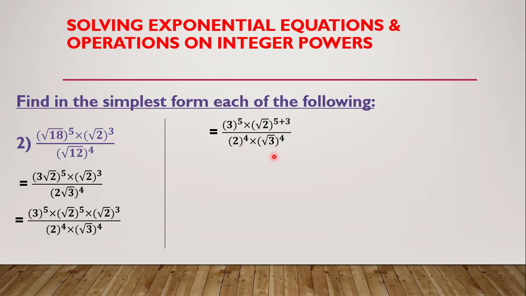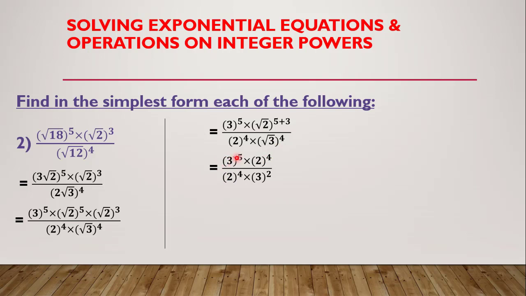power 4. If you have root 3 power 4, divide the power by 2 and cancel the root. So it will be 3 power 2. And here, root 2 power 8. Also, I'll divide the power by 2 and cancel the root. So it will be 2 power 4. 2 power 4 will cancel with 2 power 4.